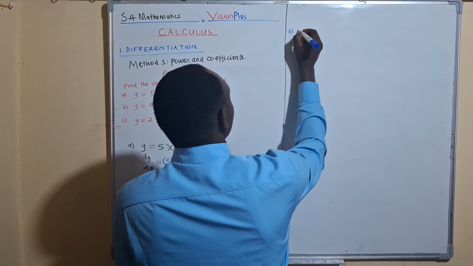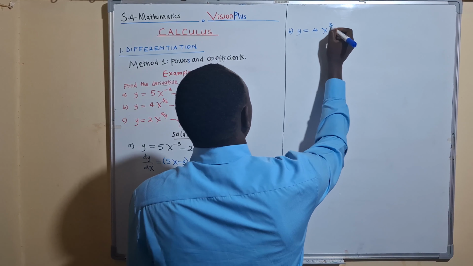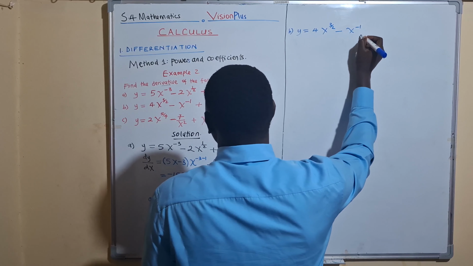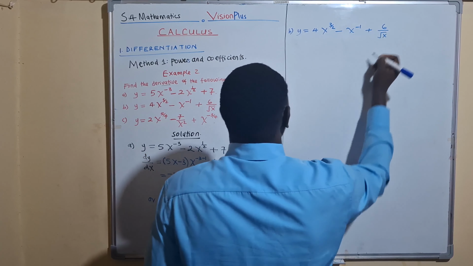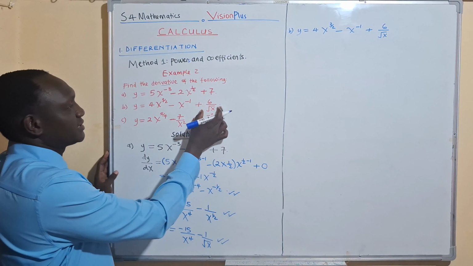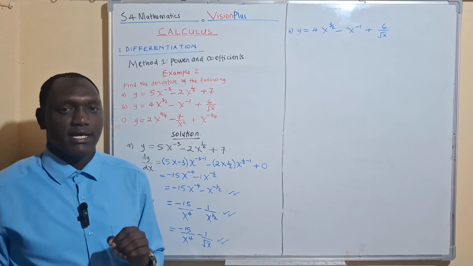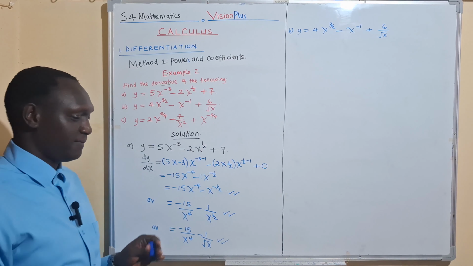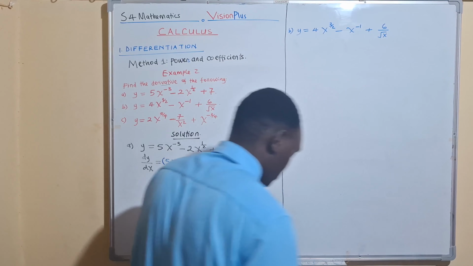Part B, we have y equals 4x power 3 out of 2 minus x power negative 1 plus 6 out of root of x. If you look at this question here, x, which is a variable, is on the denominator. That makes it quite hard for us to differentiate that term of 6 out of root x. So what do we need to do? We need to make sure that the variable x is on the numerator.